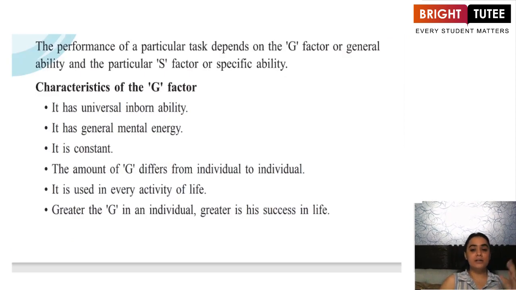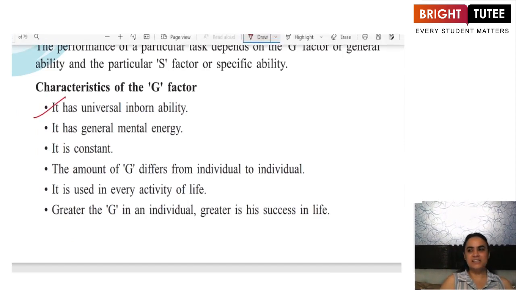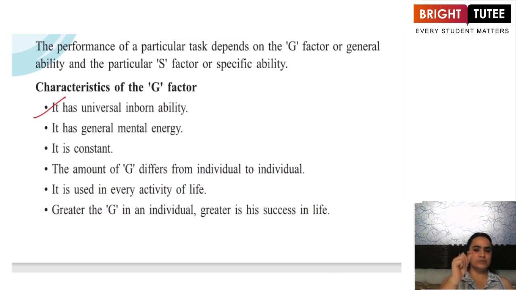Now, what are the characteristics? How do we define or identify a G factor? As I said, G factor is the average intelligence which each one of us has. So it is inborn. We have inherited that. We were born with it within us. It is a general mental energy, not something which is out of the box, but general average mental ability that everybody has. It is the same in everybody.